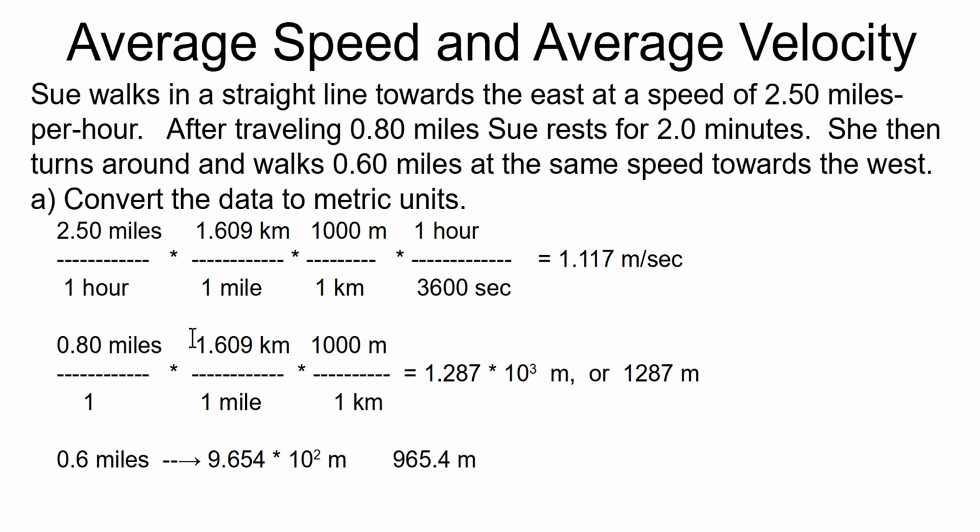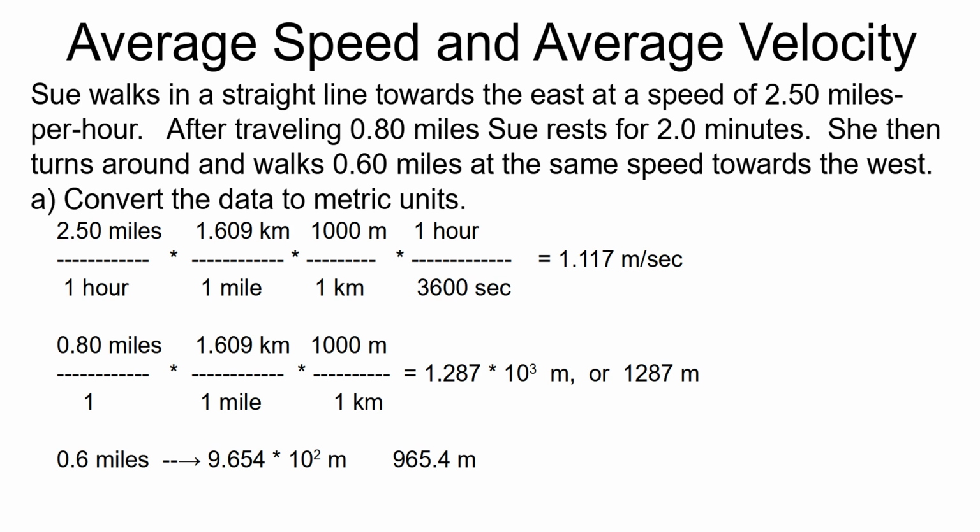Now the conversion of the distance, 0.8 miles, 1.609 kilometers per mile again, the miles cancel. Converting to meters, the kilometers units cancel here. And I found 1.287 times 10 to the third meters. My calculator was in scientific mode. If I want to get rid of the 10 to the third, I have to shift 3 places in the decimal. So 1,287 meters. I'm not going to show the steps, but the same way, 0.6 miles becomes 965.4 meters.